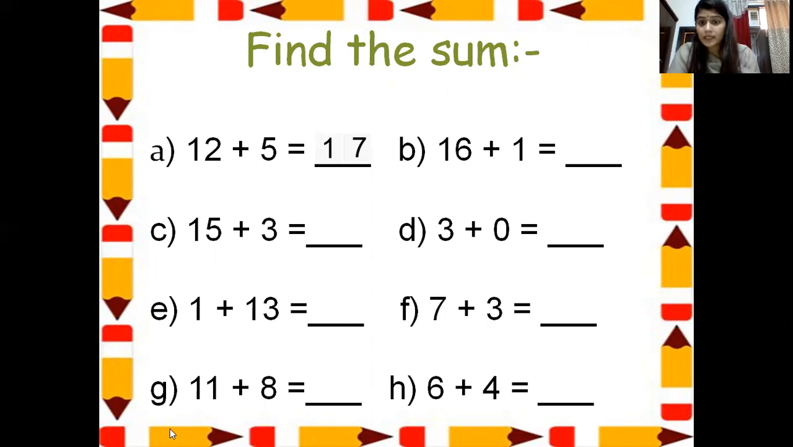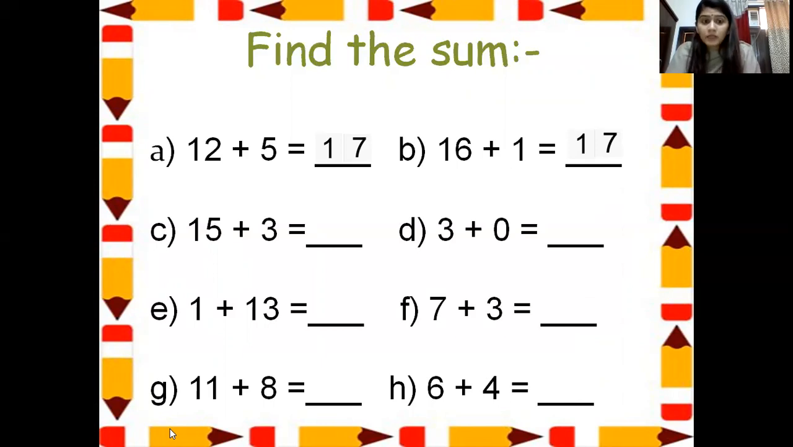B part, 16 plus 1. Okay, this time you will do 16 plus 1. Bigger number is 1. No, bigger number is 16. So keep the bigger number in your mind and the smaller number, 1, keep in your hand. 16. What comes after 16? 17. The answer is again 17. We will write 17 here.